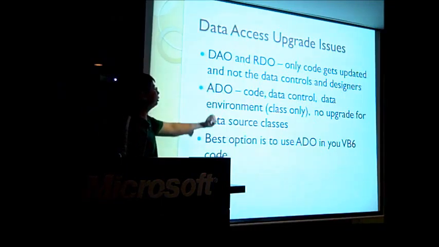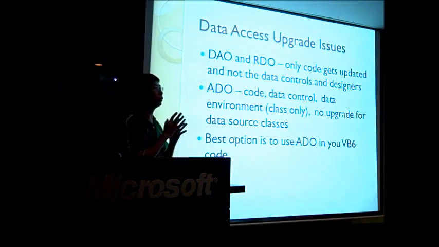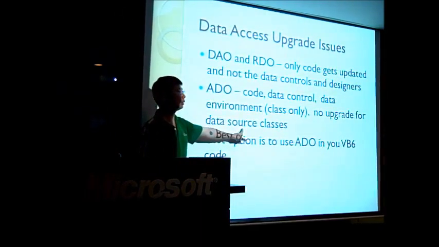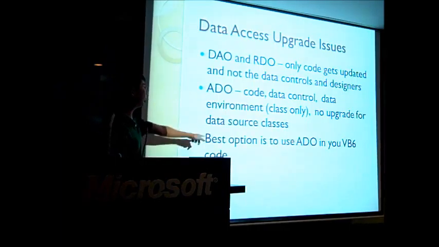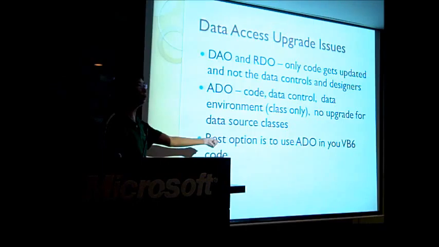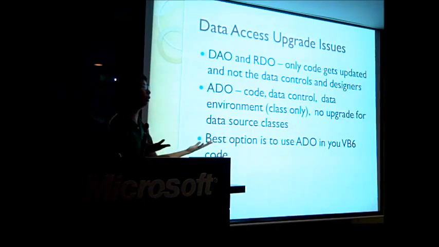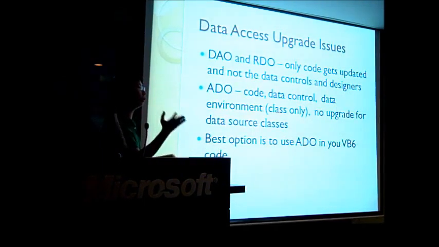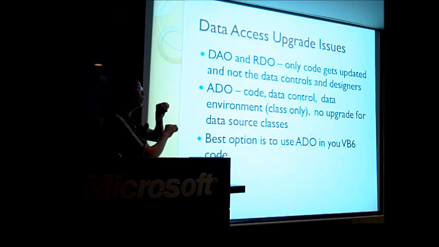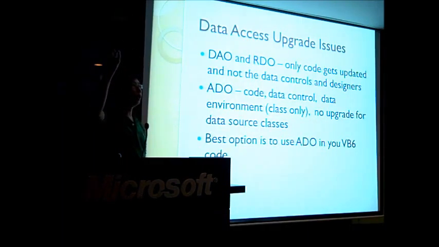So, DAO and RDO only code gets updated and not the data controls. Okay, ADO, everything except for data source classes. Okay. So, best option is to use ADO in your VB6 code. Or change your VB6 code to use ADO, which is very, very easy. Okay, especially if you're using data controls, you just change the control with the actual ADODB control and go to each control and update the data source. That's it. Okay.